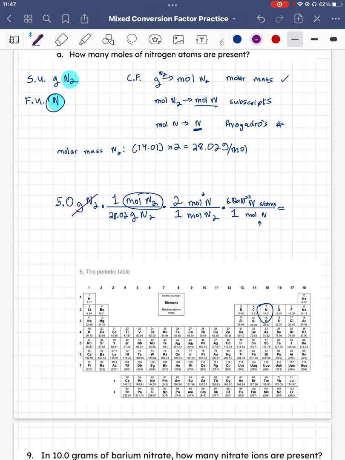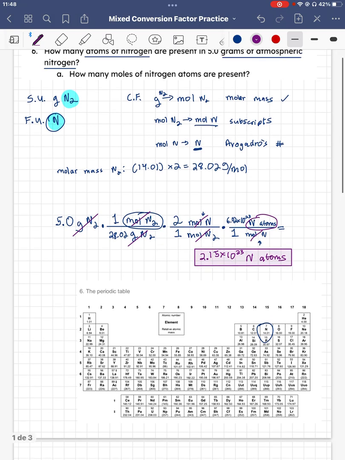Let's double check that my units cancel. Grams cancels with grams. Moles of N2 cancels with moles of N2. Moles of N cancels with moles of N. And I end up in nitrogen atoms. All right, I'm going to go ahead and throw this into my calculator and get an answer. So I'm going to do 5 times 1 divided by 28.02 times 2 divided by 1 and times 6.02 e to the 23, which is how I put that into my calculator, divided by 1. And I'm going to get 2.15 times 10 to the 23rd nitrogen atoms, individual nitrogen atoms.